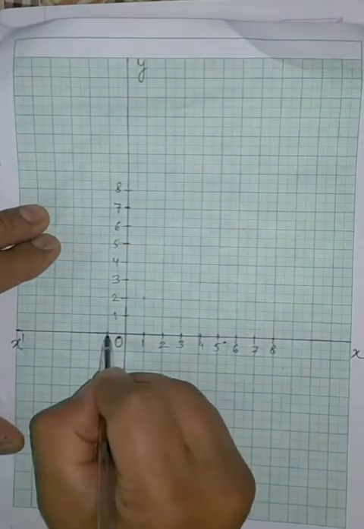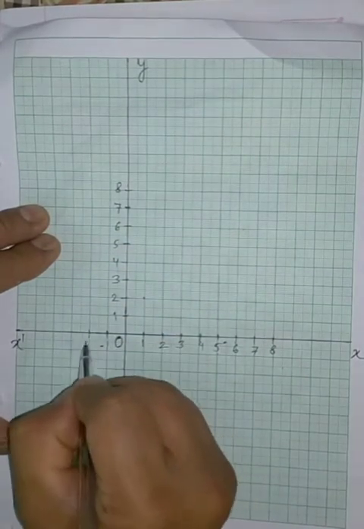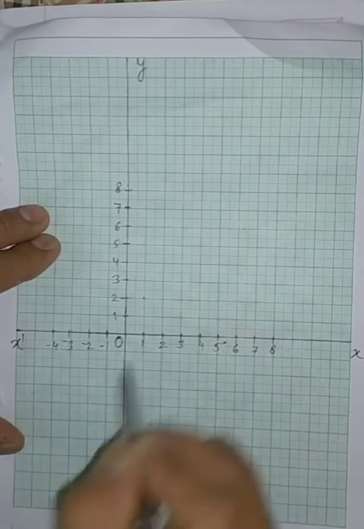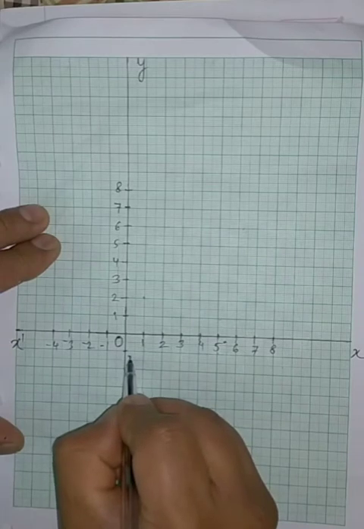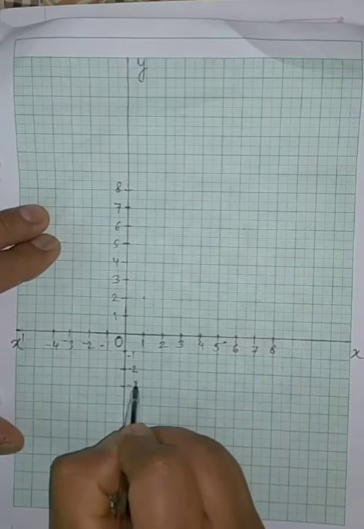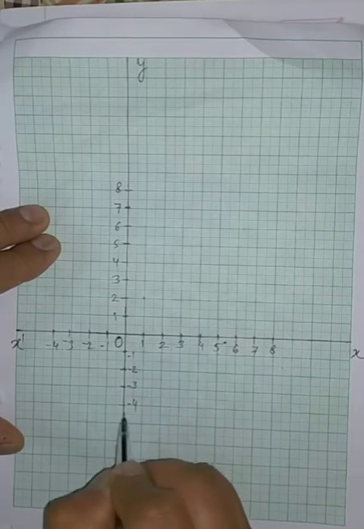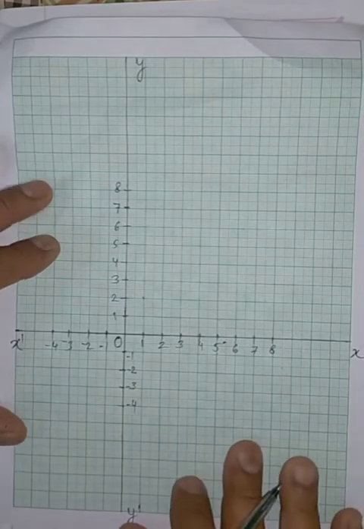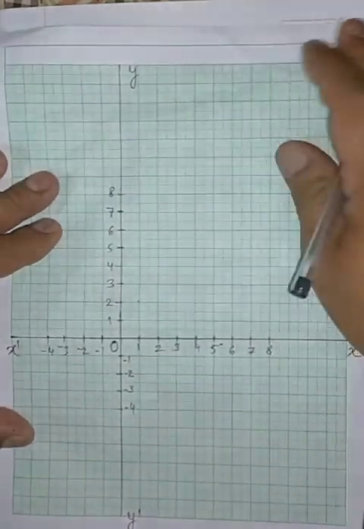And so on. -1, -2, -3, -4, -1, -2, -3, -4, and so on. Now we are ready to plot the coordinates.